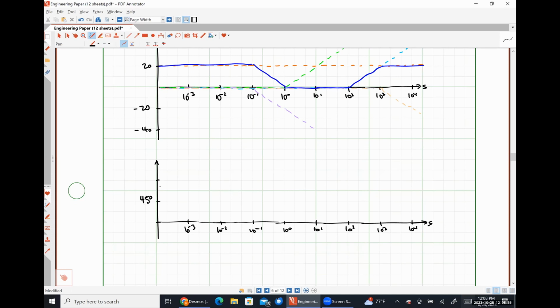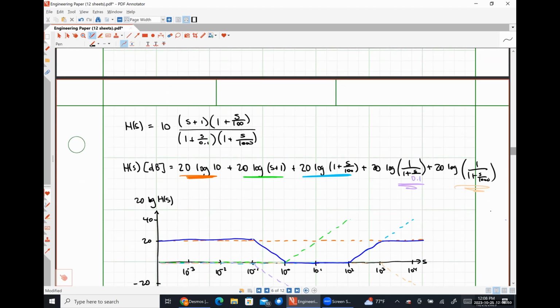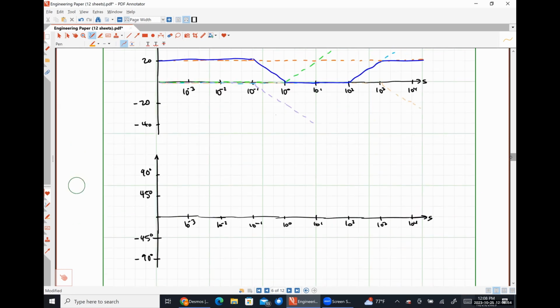Let's make this 45, 90, negative 45, negative 90. All right, so what does the phase response of our constant term look like? Let me go back up so I can remember what color I was using. It looks like orange. So that's literally just a constant term, so it's 0.